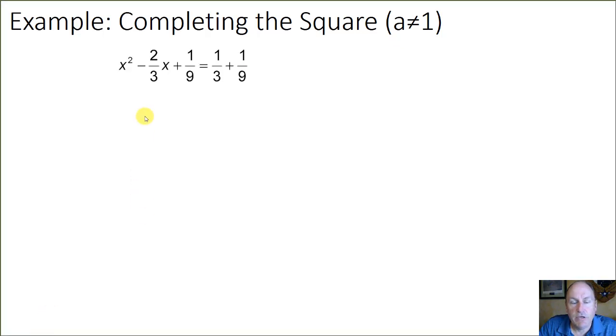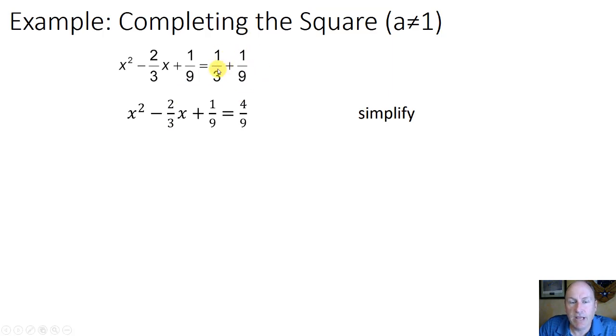So when we add the 1/9 and simplify the right-hand side, we get 1/3 plus 1/9, common denominator of 9, we get 4 over 9. So x squared minus 2/3 x plus 1/9, which is a perfect square, equals 4/9, which actually is also a perfect square. We can rewrite this left-hand side as x minus 1/3 quantity squared, because when we square 1/3, we get a 9th. When we add negative 1/3 x and negative 1/3 x, we get negative 2/3 x, and we have 4/9 over here. Now we're going to use the square root property and get this solved.